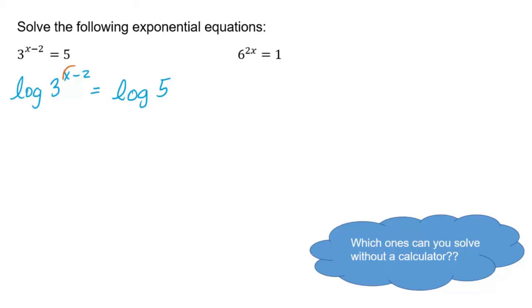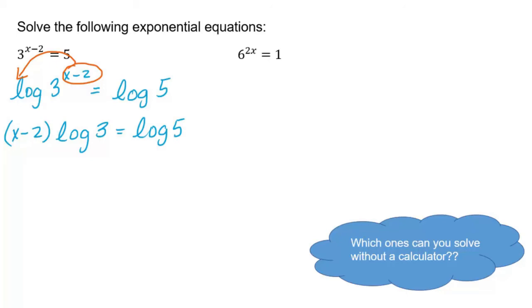Using properties of exponents, we have to make sure we take the whole power, so that's x minus 2, and turn that into a multiple. So we have x minus 2, and that's all of x minus 2, so I'm going to tuck that binomial into brackets, multiplied by the logarithm of 3 is equal to the logarithm of 5.